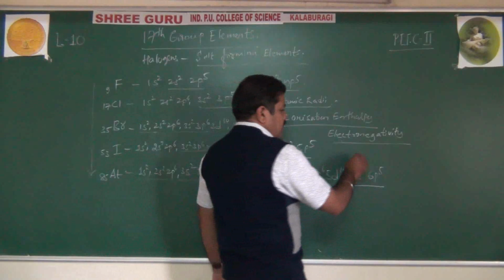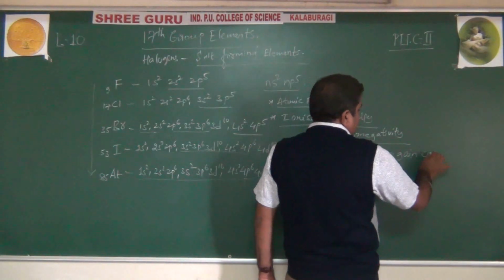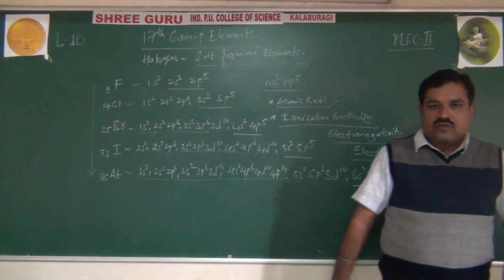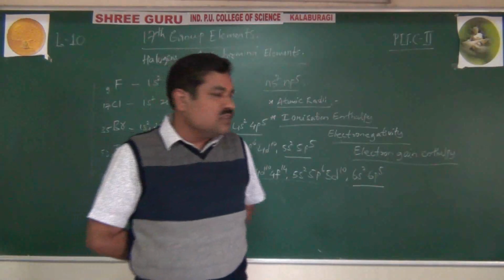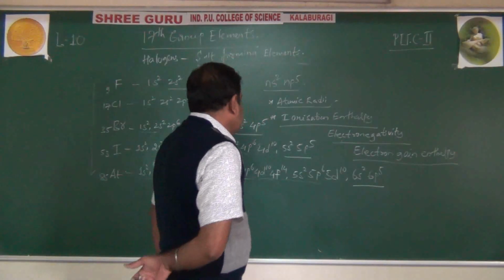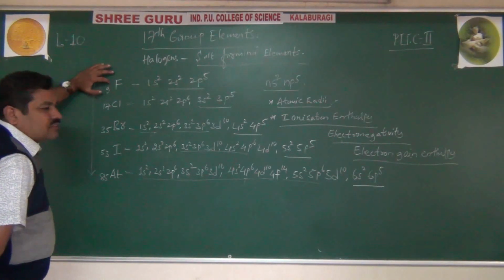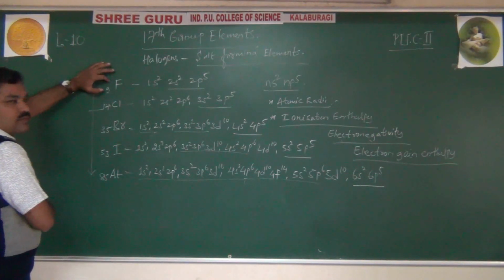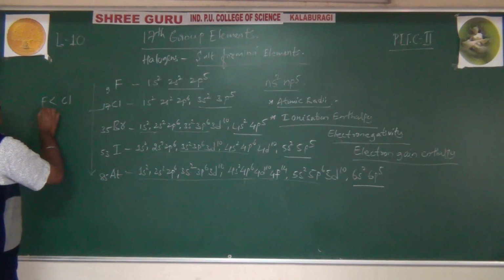After electronegativity, once again electron gain enthalpy. Electron gain enthalpy is the absolute tendency of an atom to attract the bonded pair of electrons towards itself. Absolute tendency. But electronegativity is the relative tendency. So this electron gain enthalpy also should generally decrease from fluorine to astatine. But the thing is, chlorine has higher electron gain enthalpy than fluorine. I repeat, fluorine has less electron gain enthalpy than chlorine, but chlorine is more than bromine.